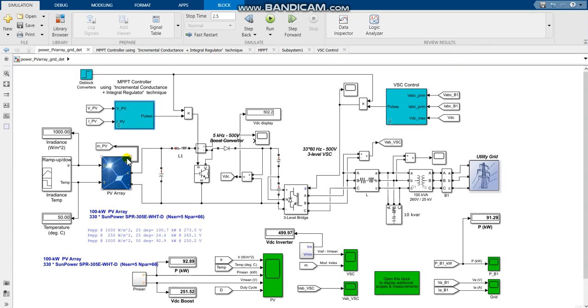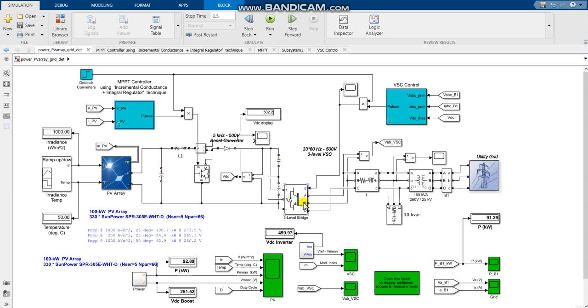In part 1, we talked about the PV Array, Boost Converter, and the MPPT controller. In this part we'll be going over the DC to AC inverter, its connection to the utility grid, as well as the VSC control for the inverter.